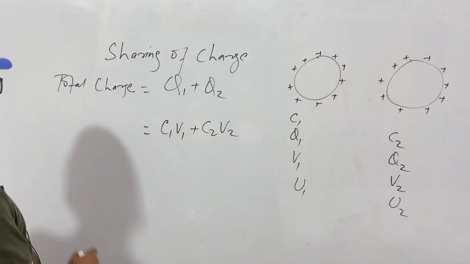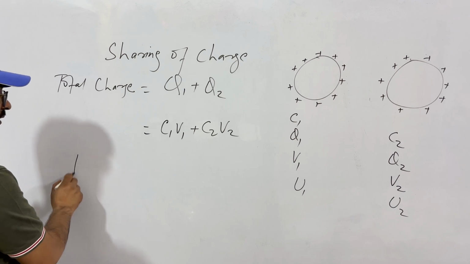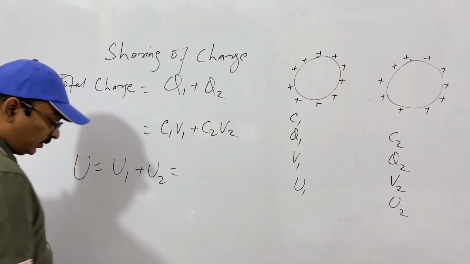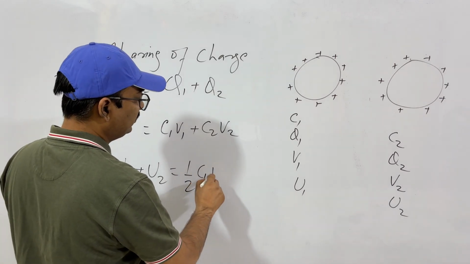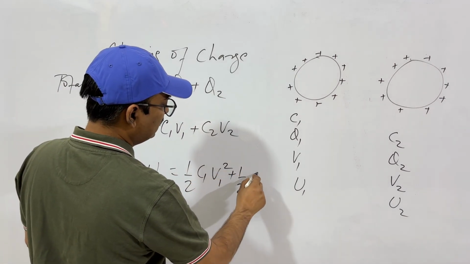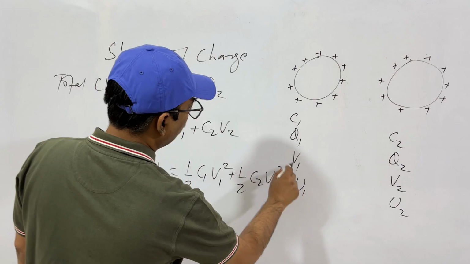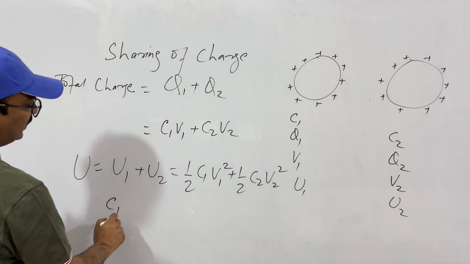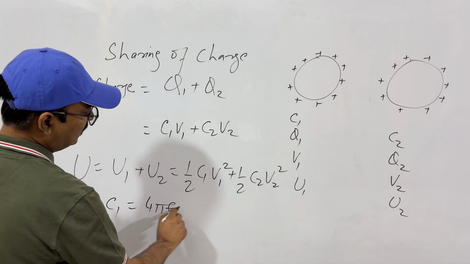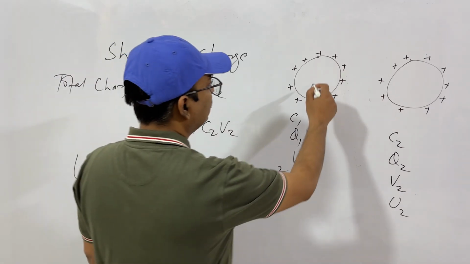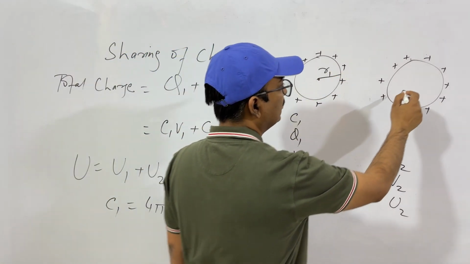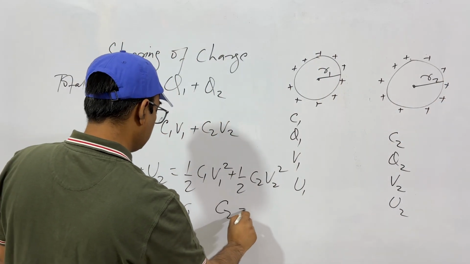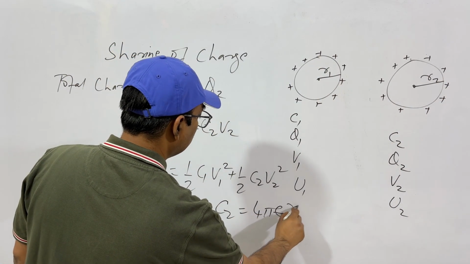Okay. What will be the initial total energy? U will be U1 plus U2, and what will be U1? Half C1 V1 square plus half C2 V2 square. Okay. And the third relation: we can write C1 as 4 pi epsilon 0 R1 if the radius of this is R1 and this is R2. Then C1 is this and C2 is 4 pi epsilon 0 R2.